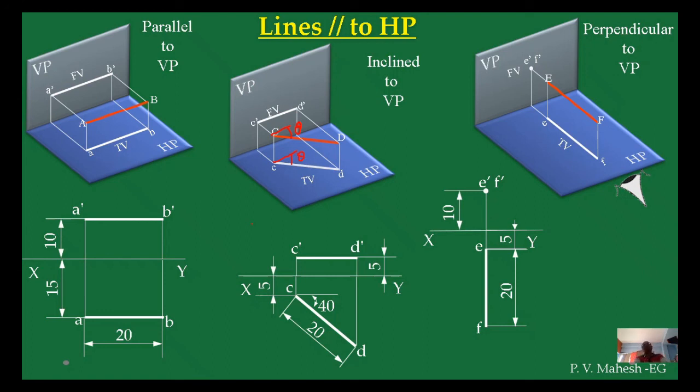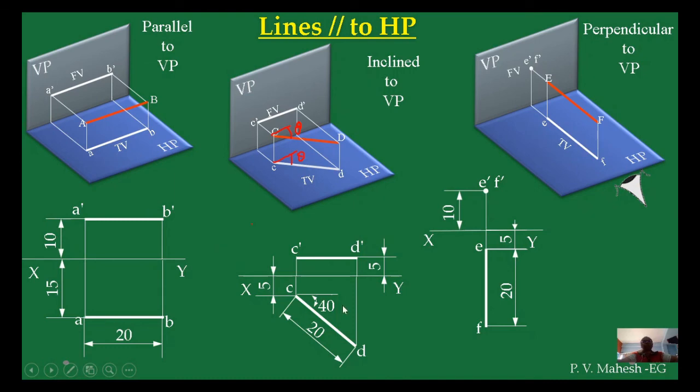So these are the conditions for lines parallel to HP. The important points that we should remember when the lines are parallel to HP: in the top view you will see the true length. In all the top views we see the true length, and the inclination to HP is also seen in the top view. So the true inclination with HP and the true length of the line will be seen in the top view when the lines are parallel to HP.